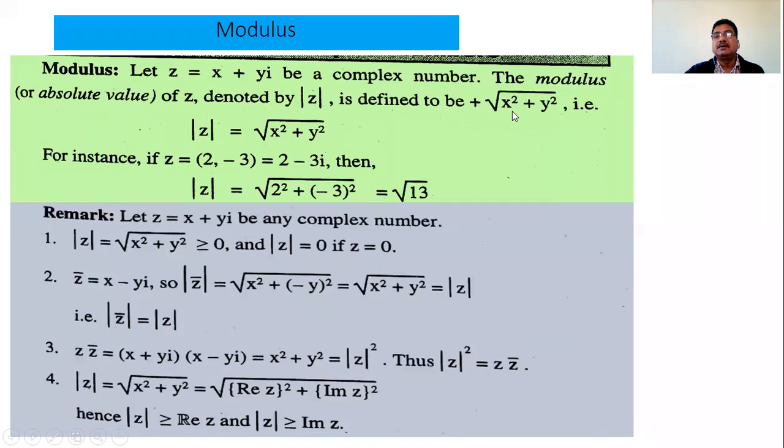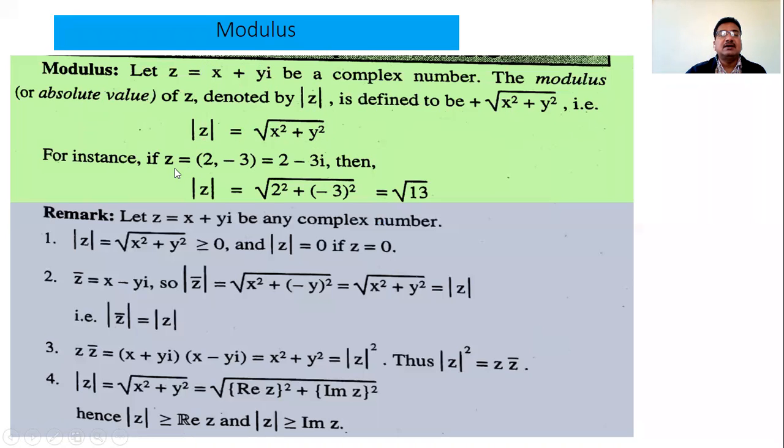Take the plus value. That is, if x square plus y square is 16, suppose root 16, what is the value of root 16? Plus 4 and minus 4. So don't take minus, take the plus value as the value of this root. Modulus is always positive. So mod z is root x square plus y square, that is, square of real part plus square of imaginary part.